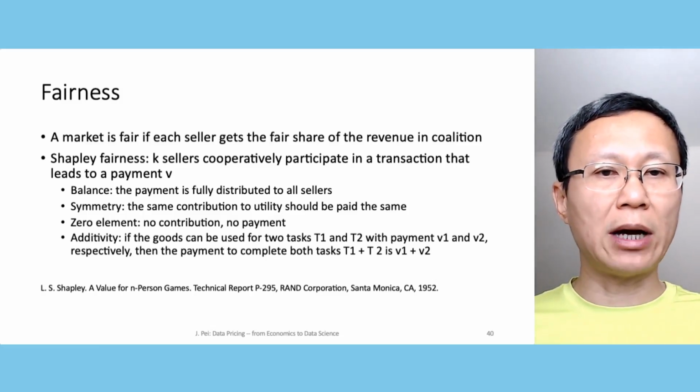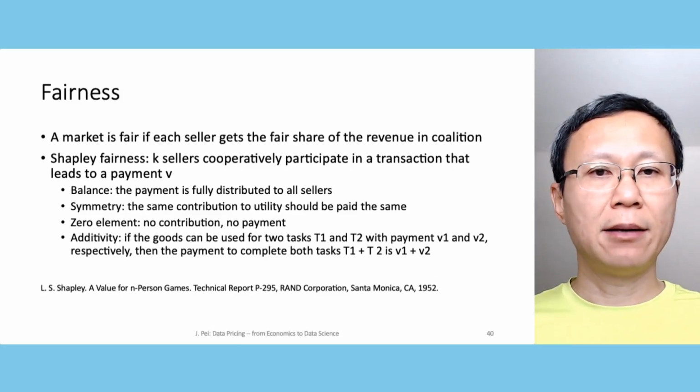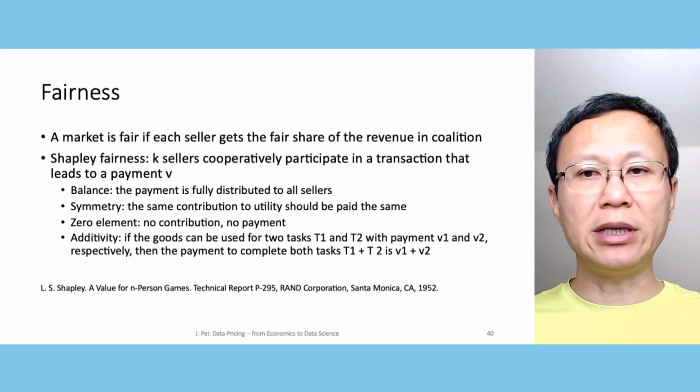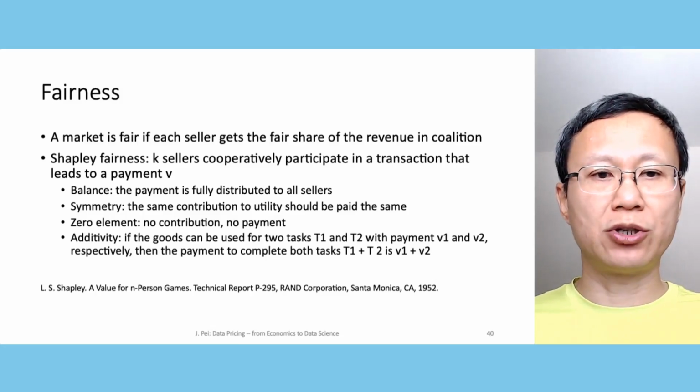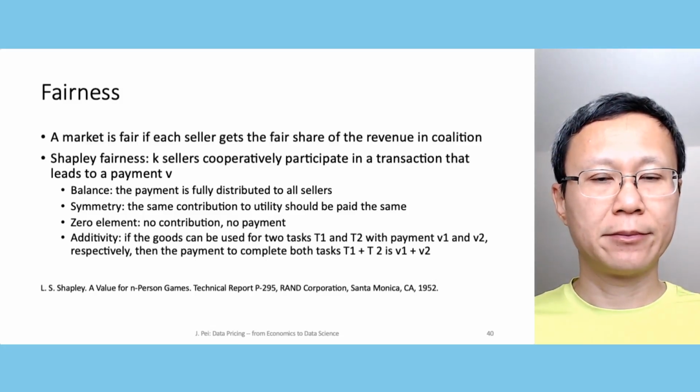The first requirement is balance, meaning the sum of the payment to each seller should be equal to V. That is, the payment is fully distributed to all sellers.